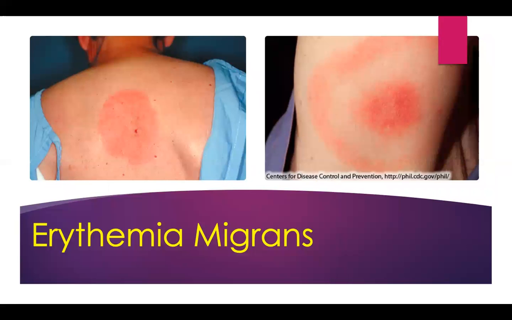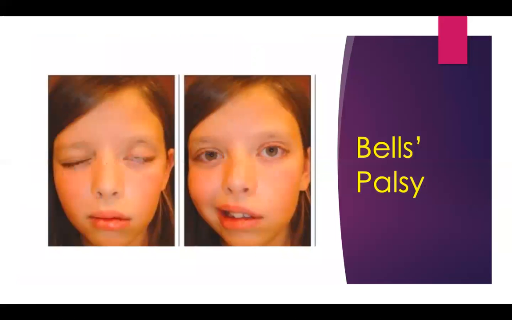This is an example of a typical target rash, where you can see the erythema migrans. It's a clear rash that gives you a little target appearance. Bell's palsy is also another case where they basically have facial paralysis.